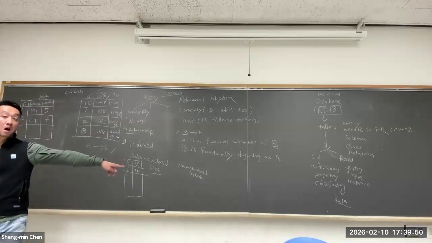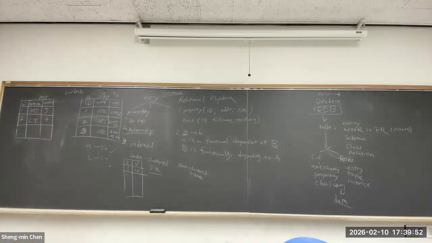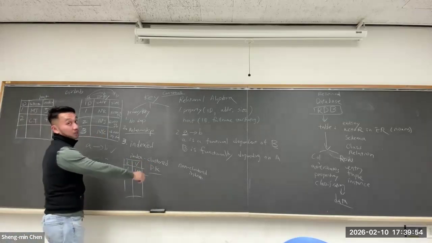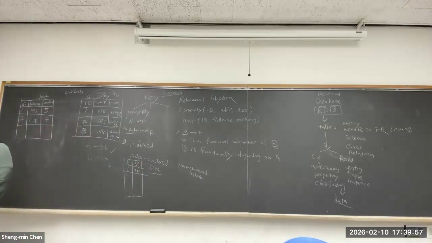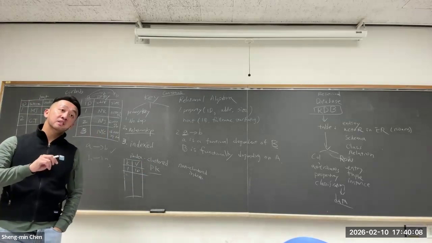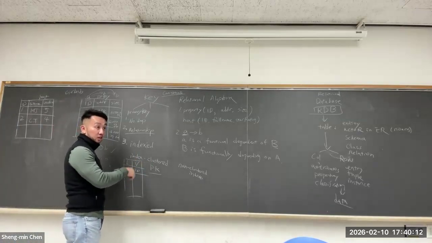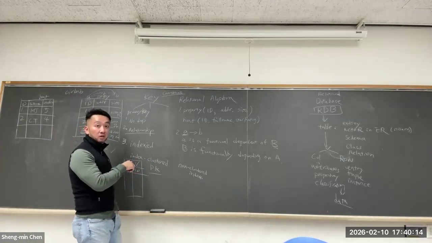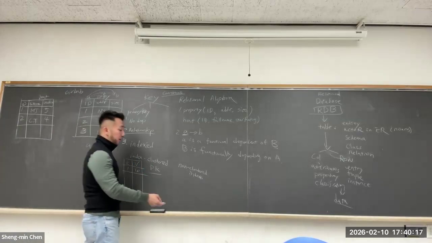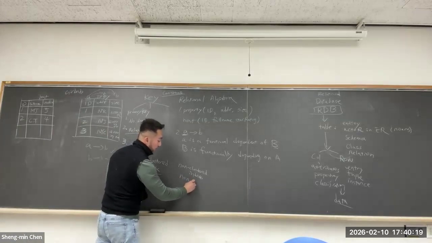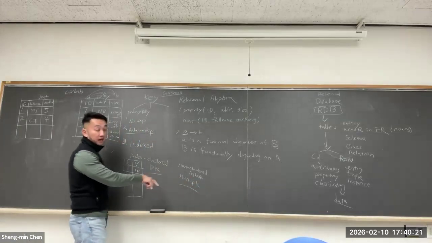What do you guys think non-clustered indexes mean? If primary key is a clustered index, what are non-clustered indexes? Any guess? Not sorted? No. It just means all the other columns that you make into an index, or add an index to, that are not primary keys. It's simply all the non-key columns that you manually add into the index.